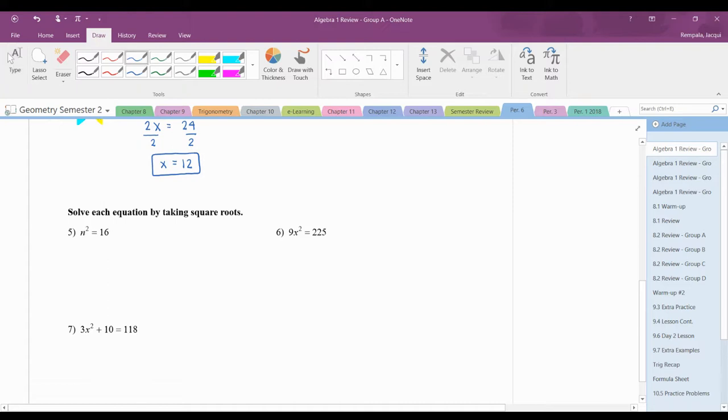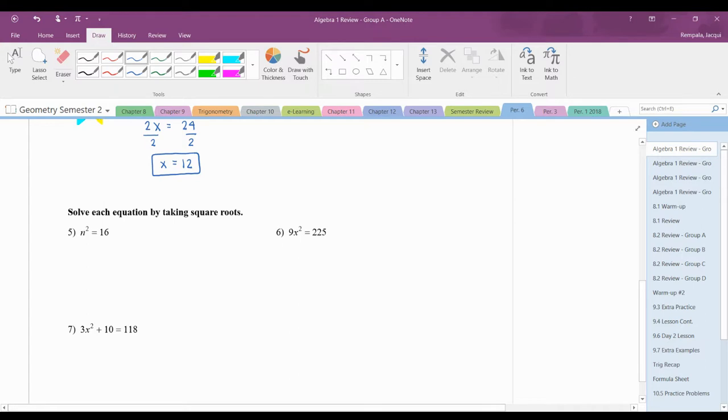In this first one, we have an n squared term. In the second one, we have an x squared. And then this last one, we have an x squared. Okay, so squared terms. If it's asking for us to take the square root, what we want to do first is isolate that squared term by itself. Well, here in problem number 5, n squared is already by itself.